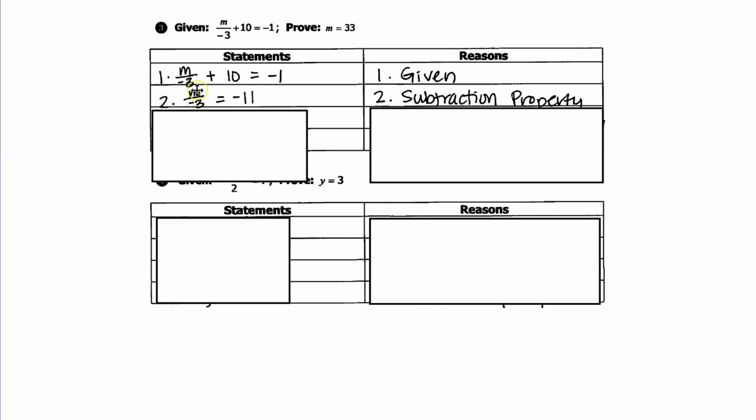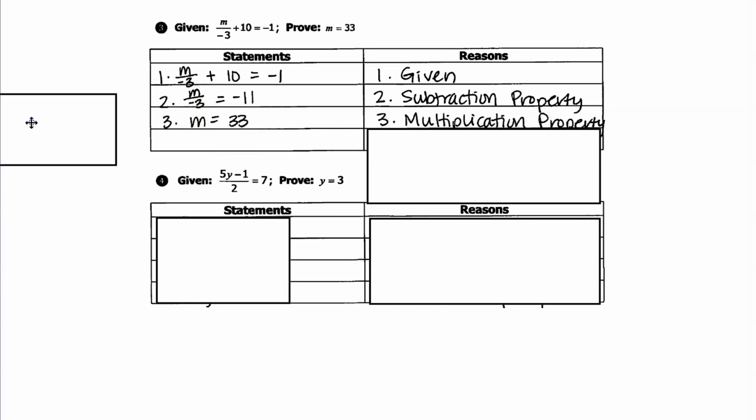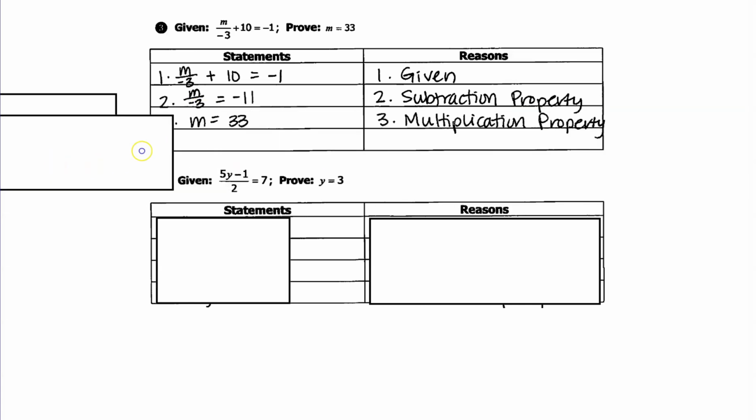Now, how do we get that 3 out of the denominator? We have to multiply by negative 3 on both sides. Right? So we multiply by negative 3, which cancels out the 3, and that is the multiplication property. And guess what? We are completed because we have m equals 33.